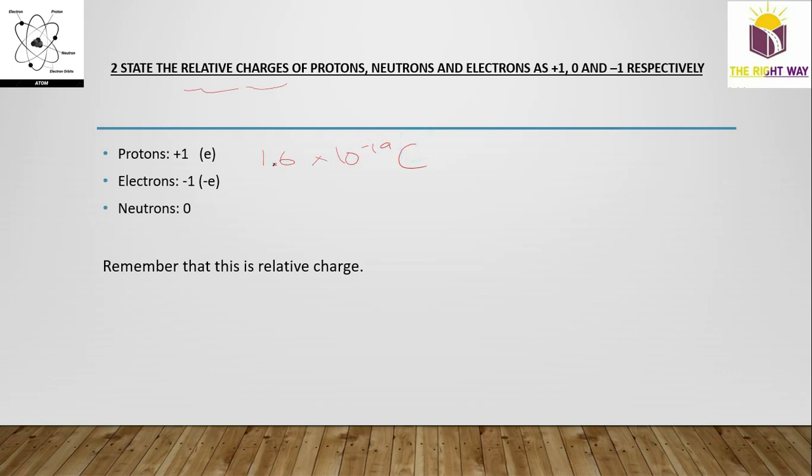We have seen in the previous chapter on electrostatics that the electron charge or proton charge is equal to 1.6 times 10 raised to power minus 19 coulomb. But when we talk about relative charges, the relative charge of a proton is plus 1, and the relative charge of an electron is minus 1, also denoted as minus e. Neutron is neutral, it has zero charge. Remember that it is relative charge. When we discuss relative charge, proton is plus 1, electron is minus 1. But when we discuss electrostatic physics, then it is 1.6 times 10 raised to power minus 19 coulomb, not plus 1 coulomb or minus 1 coulomb.